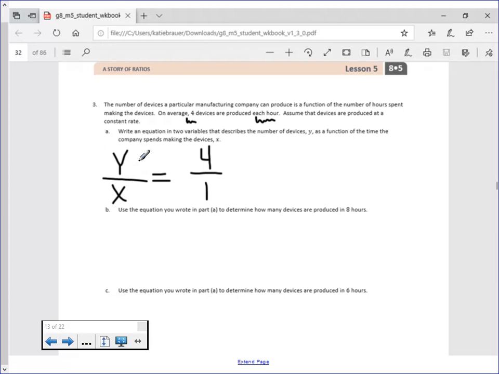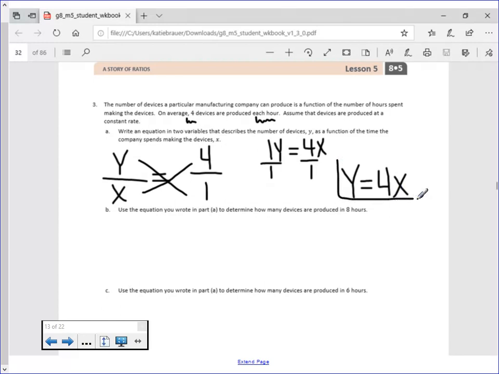So if we're trying to come up with an equation, what number is pointing to y? 1y. What number is pointing to x? You could divide by 1 if you want, but that's not going to change the answer at all. So your equation is y equals 4x. Use the equation that you just wrote to figure out how many devices are produced in 8 hours. So in this case, you're going to take 4 times 8.